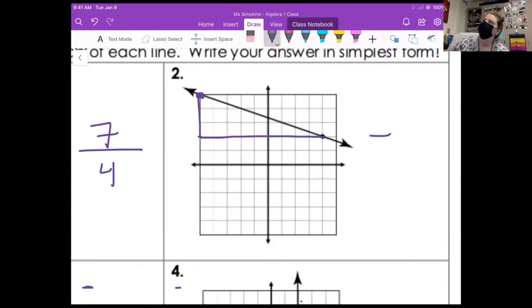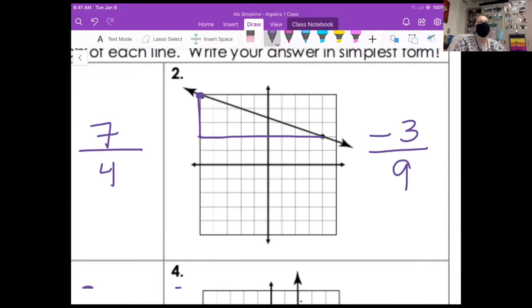So how many points did we go down? 3. And then count how many points we went to the right. What's 3 times 3? 9, yeah. Quick math.